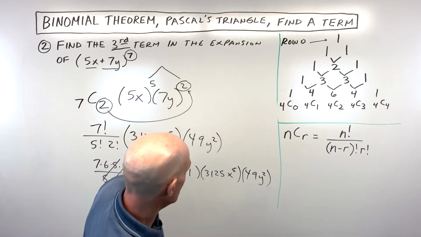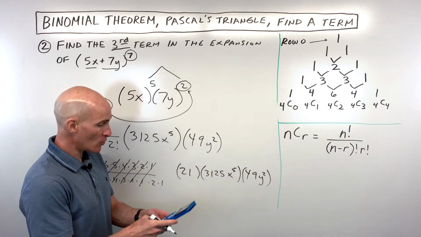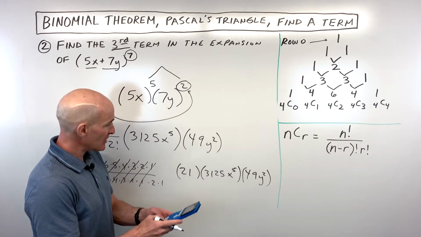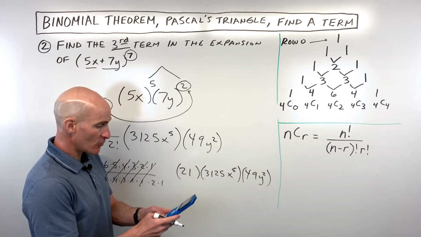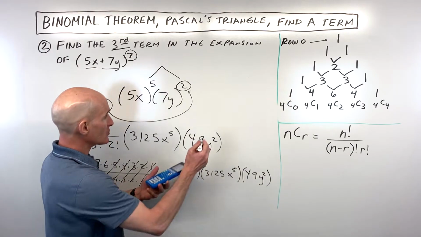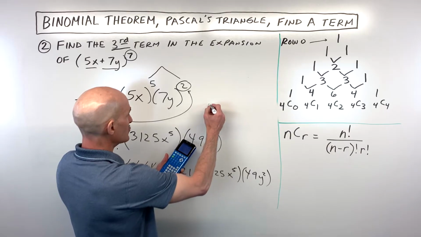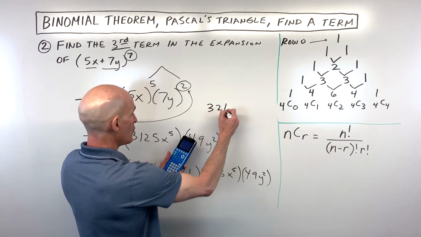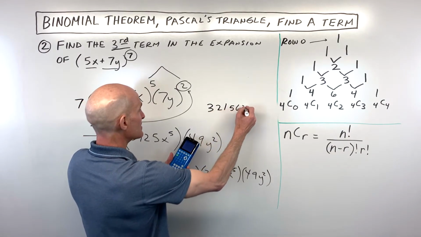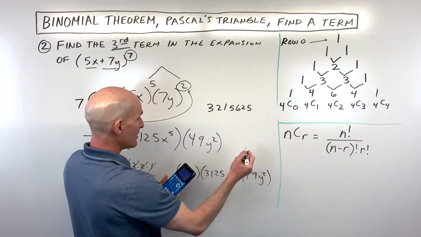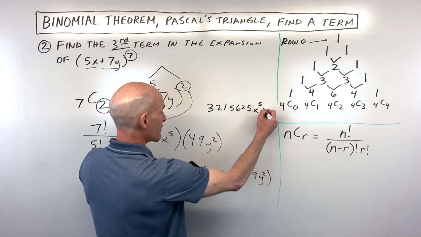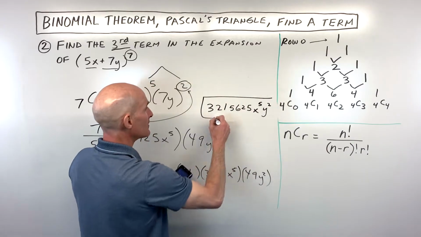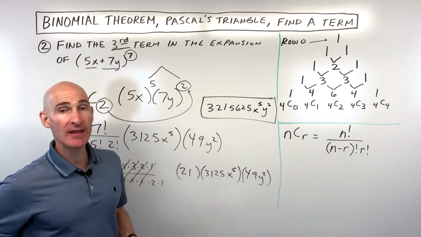Let's go to the calculator and finish simplifying that. That's 21 times 3,125 times 49. This is coming out to a large number here. This is coming out to 3,215,625 x to the 5th, y to the 2nd, and you've zeroed in on that particular term.